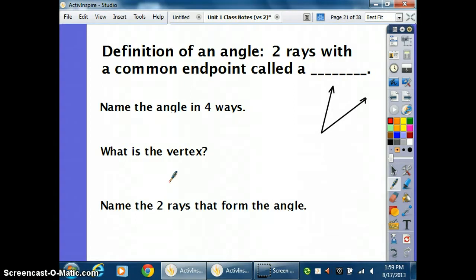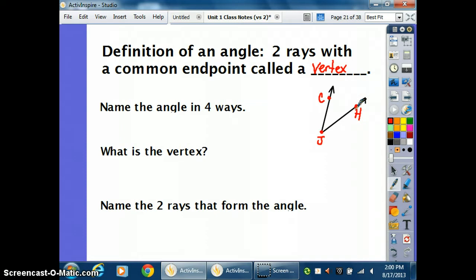2 rays with a common endpoint called a vertex. Here are 2 rays having a common endpoint. I'll just blow it up here a little bit. Let's call that common endpoint J. Remember, capital letters. And this ray will be JC, and this ray to the right, JH.